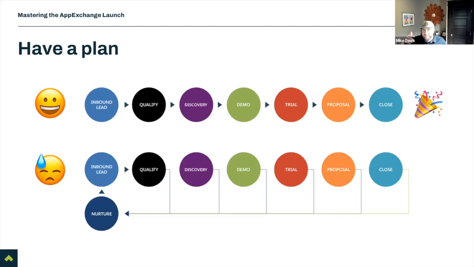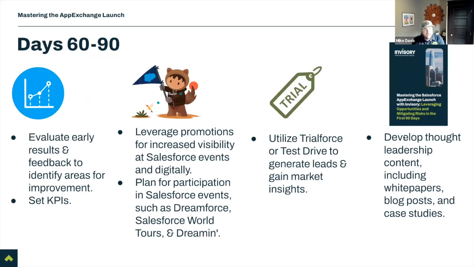We qualify them, we do our discovery, we do a demo, they do a trial, we send them a proposal, we close one, they're a happy customer. But we know that that process is non-linear, and you have to come back to a lead. You have to touch multiple people at a lead before you actually close the business.